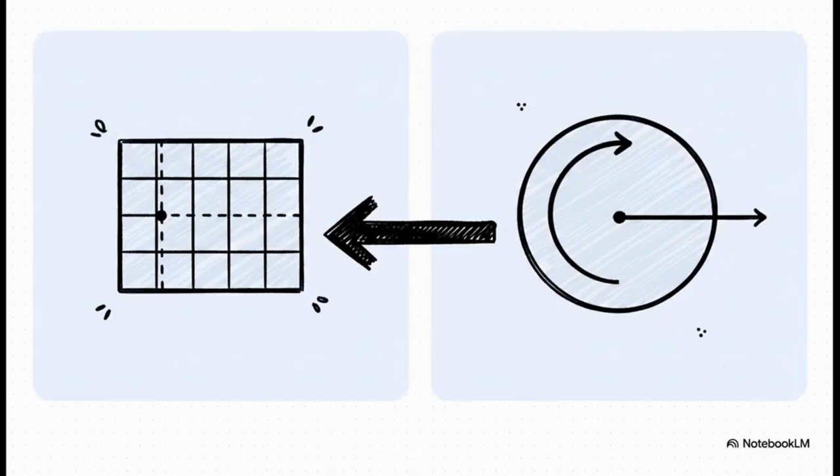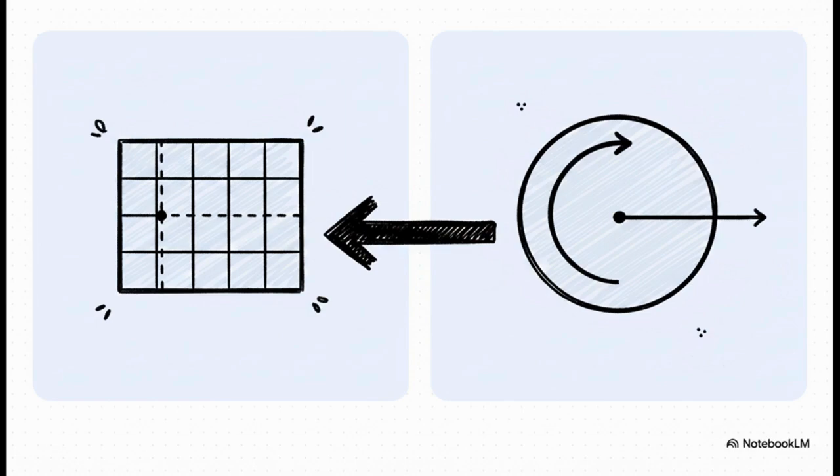Finding that angle is a total game changer because it bridges two totally different realities. On one side, we have our standard algebraic Cartesian form, z = a + ib. But on the other side, we unlock the incredibly powerful polar and Euler forms.